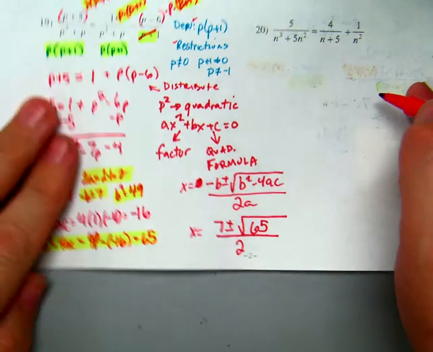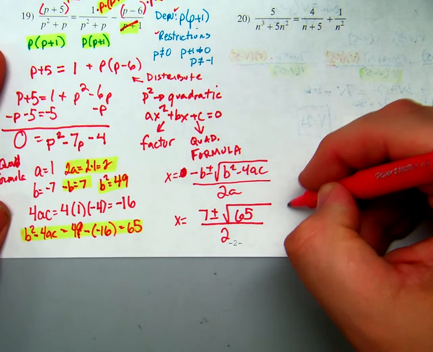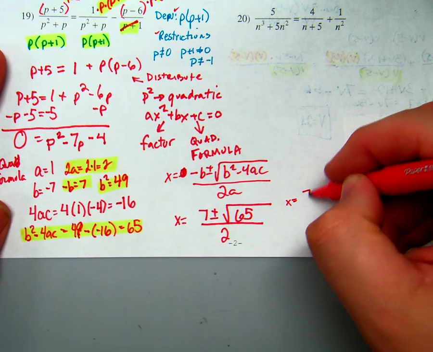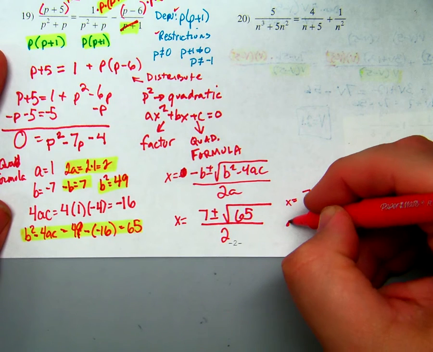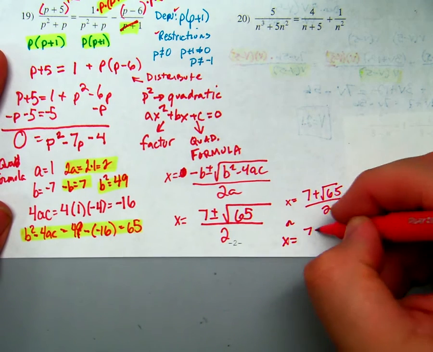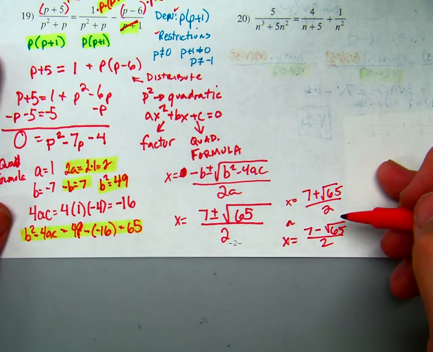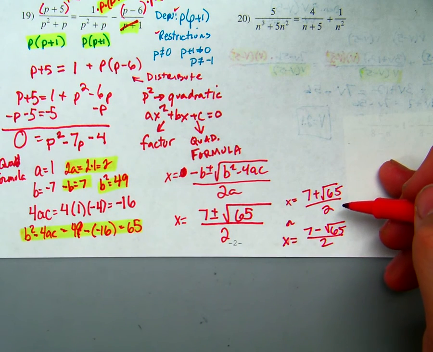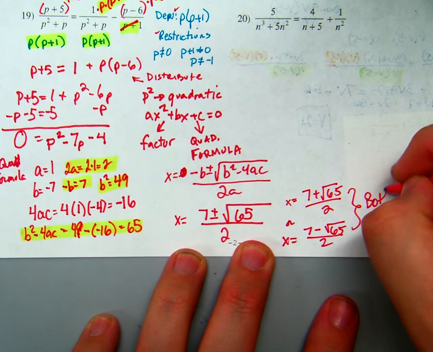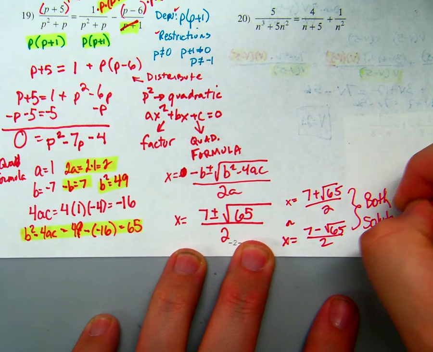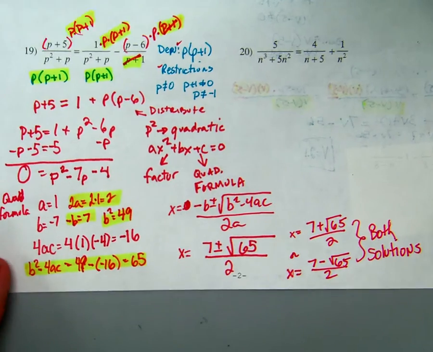So now I have two answers. x is equal to 7 plus the square root of 65 over 2, or x is equal to 7 minus the square root of 65 over 2. Are either one of these 1 or 0? No. These are both solutions. That's it.